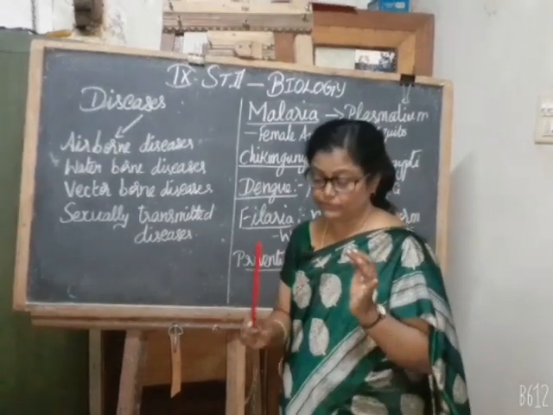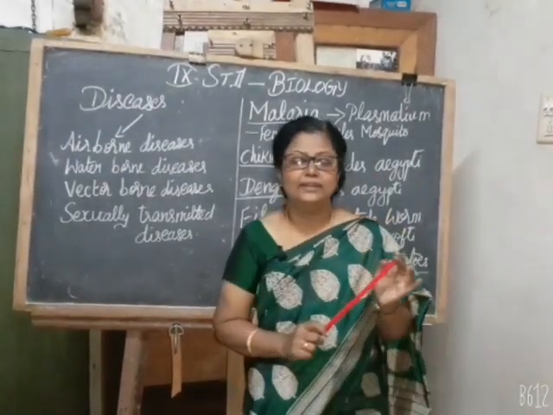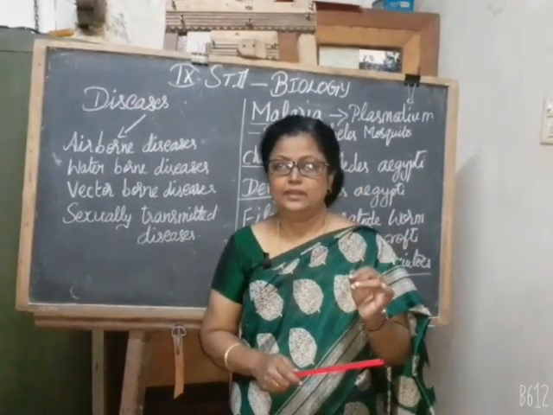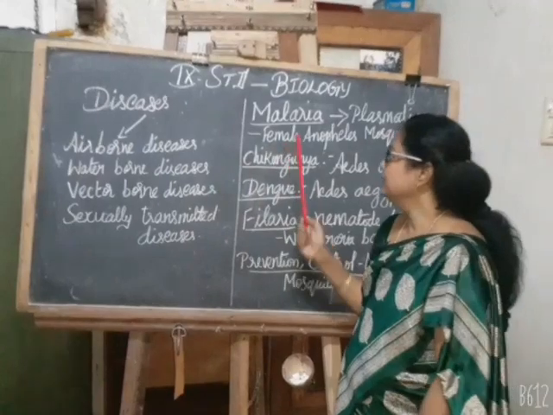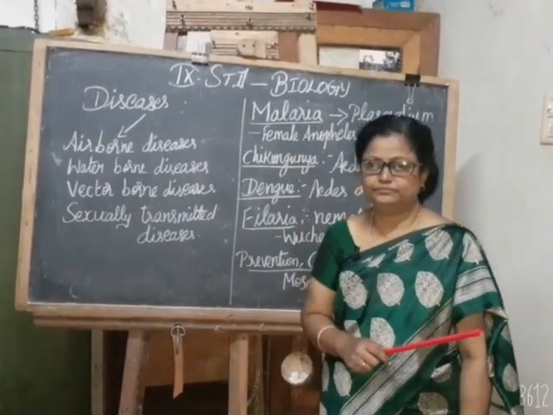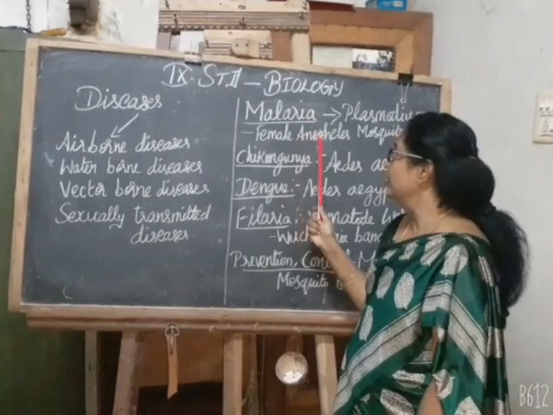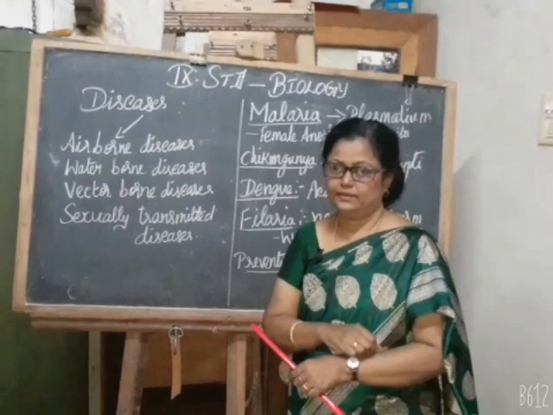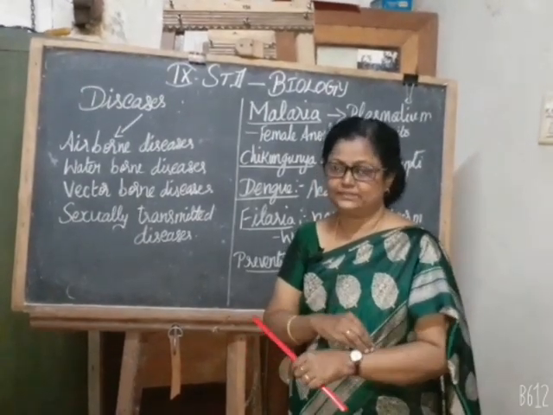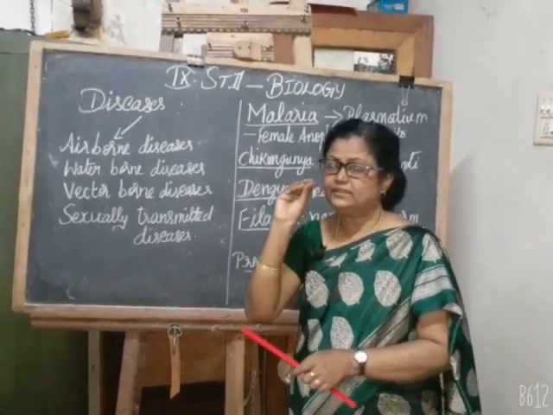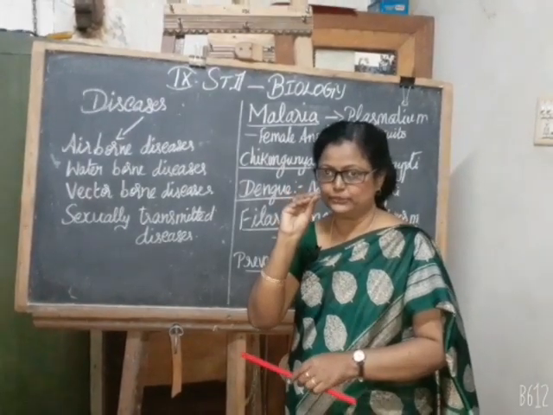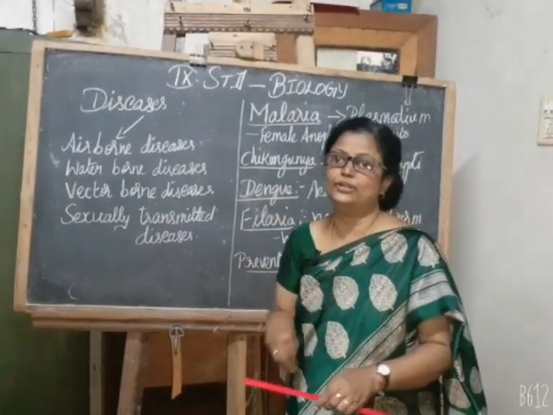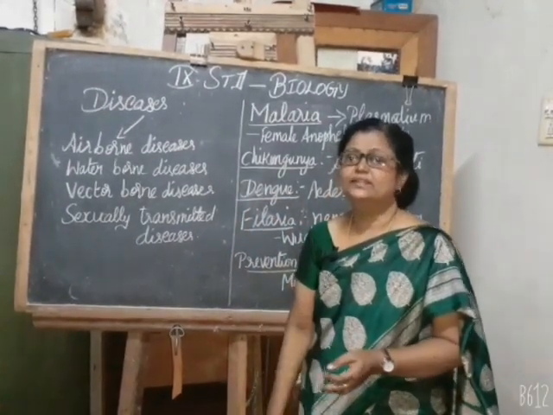300 million people are affected by malaria around the world every year. Malaria is spread by the female Anopheles mosquito. Only the female Anopheles mosquito bites the human person and sucks the blood. In the saliva of the mosquito the Plasmodium larva is present, and that will enter the body of the person and cause the disease.